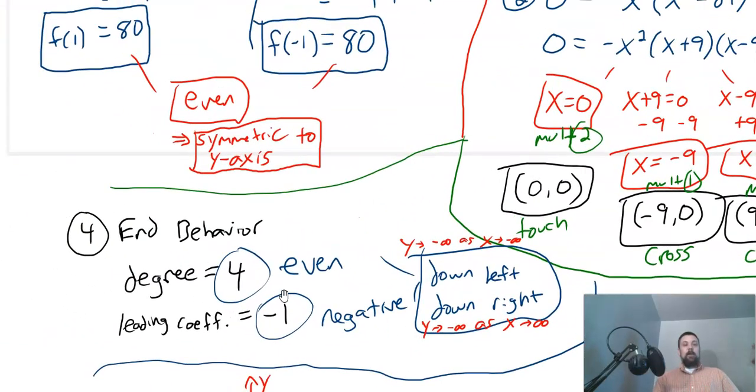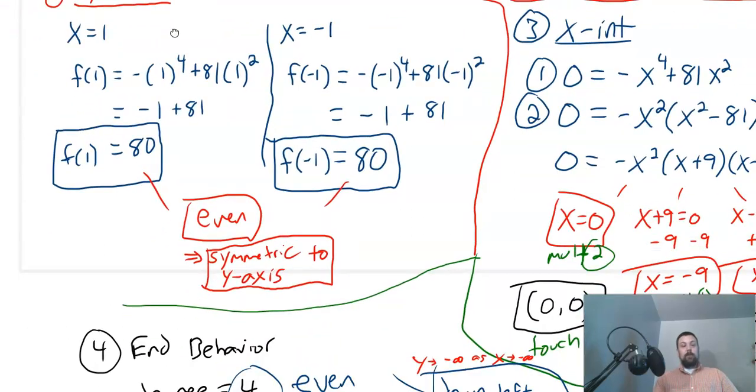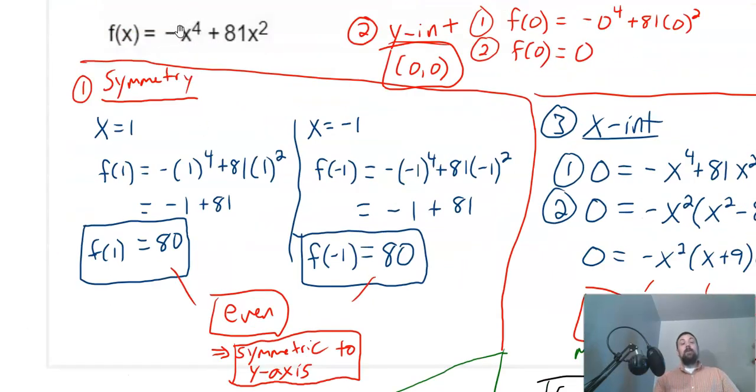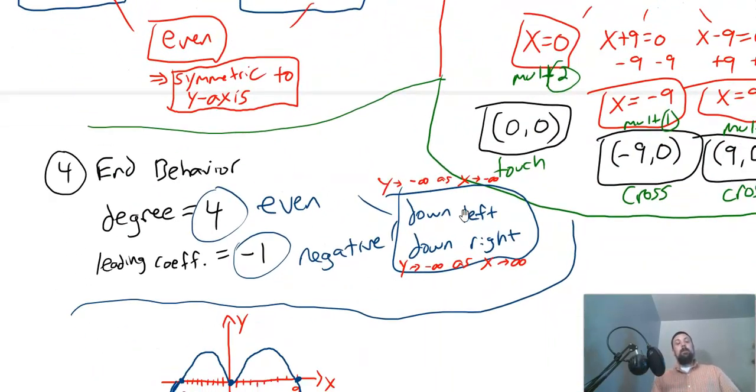For the end behavior, the degree is 4. So we go up to the top, the degree, the highest power is 4. But this time the leading coefficient is negative. That is different than what we had in the previous two problems. And so the end behavior in this case will be down to the left, down to the right.